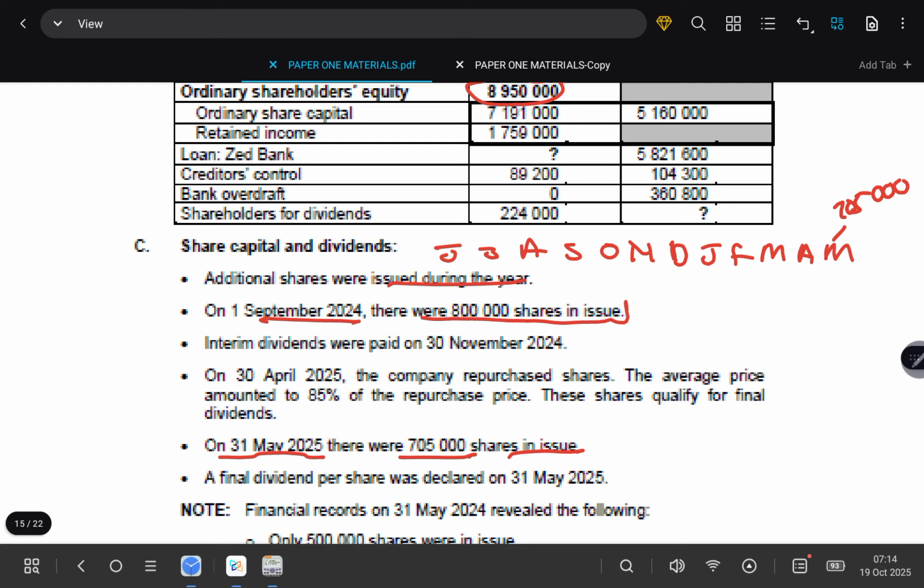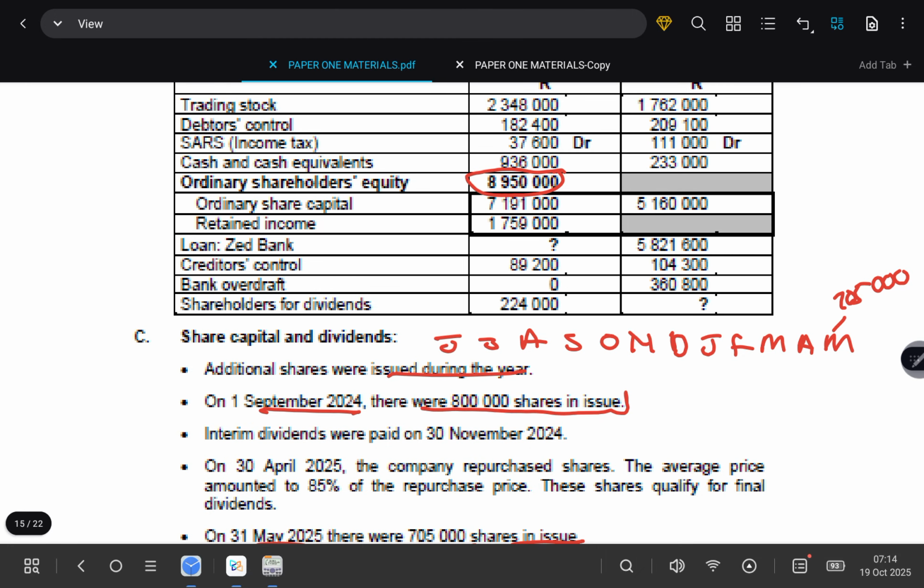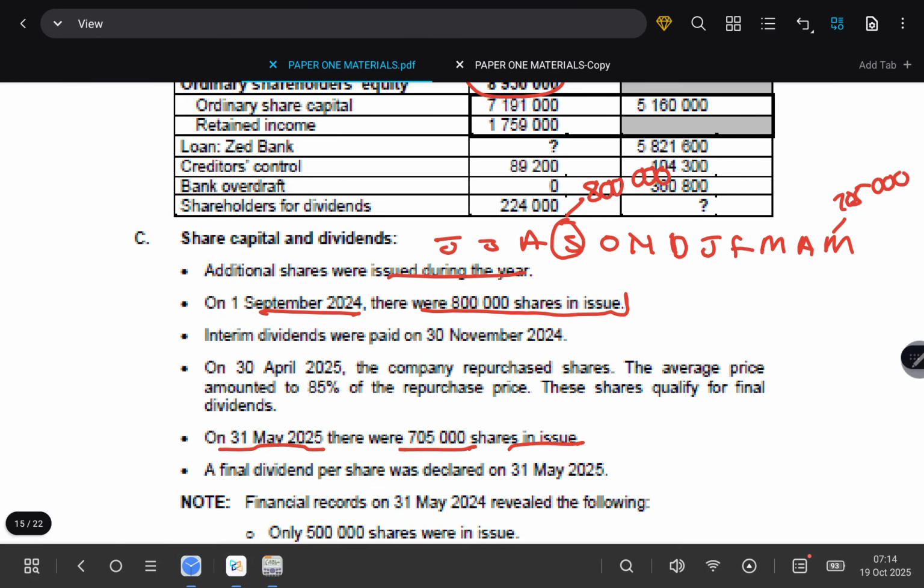And then next, they are saying that on the 1st of September 2024, there were 800,000 shares in issue. So it means that up to the 1st of September, the total of the shares that were issued was 800,000. Not that they issued 800,000 shares on the 1st of September. They are just saying that on that day, the total shares issued amounted to 800,000. Interim dividends were paid on 30 November 2024, but they didn't tell us the amount, so we need to look for it.